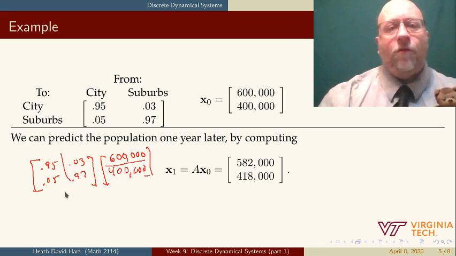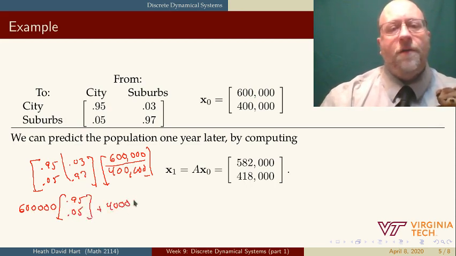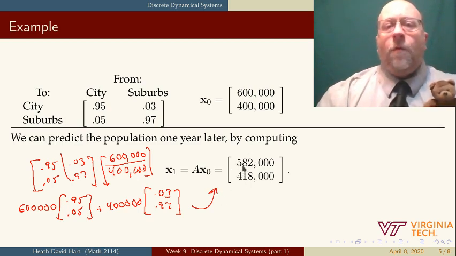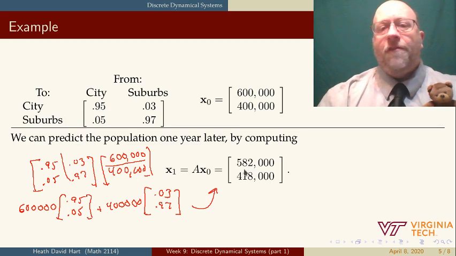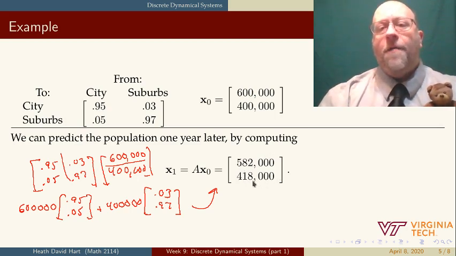Apply the column-row rule here. We get 600,000 times 0.95, 0.05, plus 400,000 times 0.03, 0.97. And when we add that together, we find that the population of the city has dropped somewhat and the population of suburbs has increased somewhat. That is, we now have only 582,000 people living in the city and 418,000 people in the suburbs.